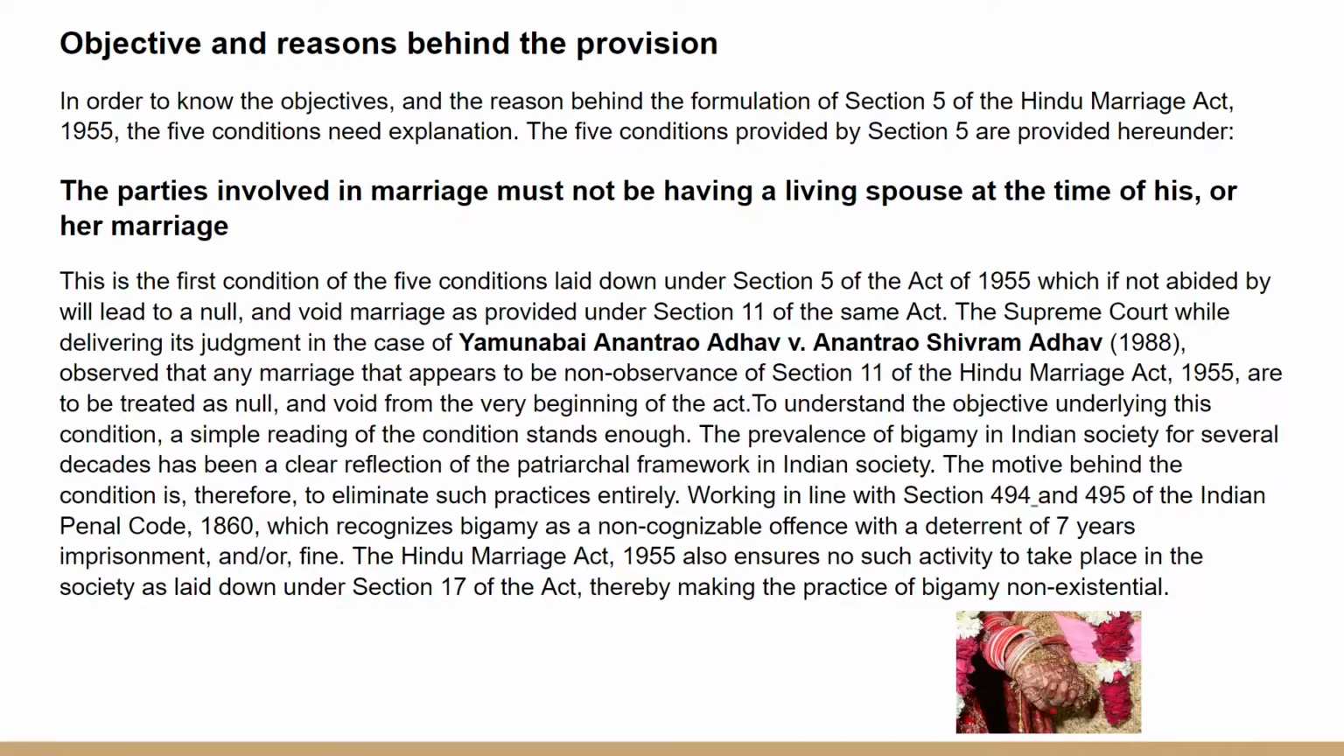Working in line with Sections 494 and 495 of the Indian Penal Code, 1860, which recognize bigamy as a non-cognizable offense with a deterrent of 7 years imprisonment and/or fine, the Hindu Marriage Act, 1955 also ensures no such activity takes place in society, as laid down under Section 17 of the Act, thereby making the practice of bigamy non-existent.